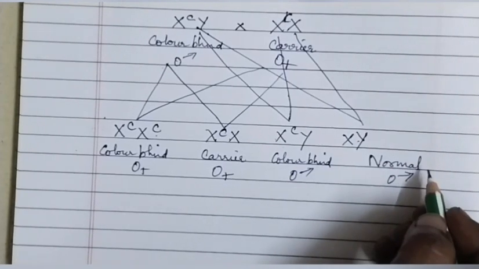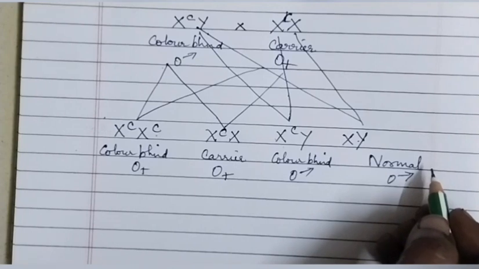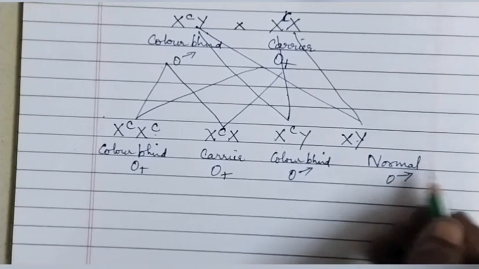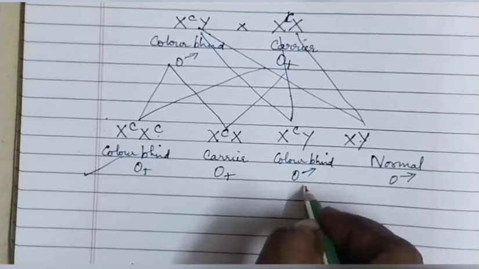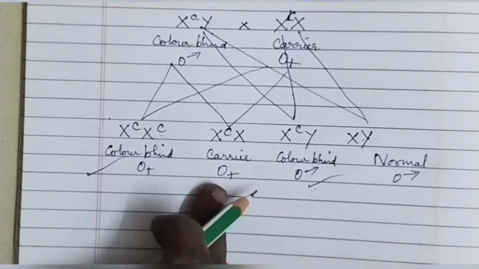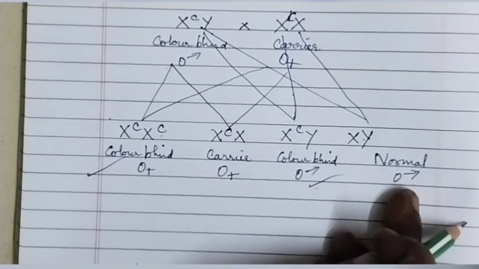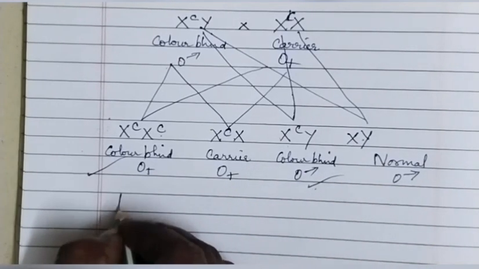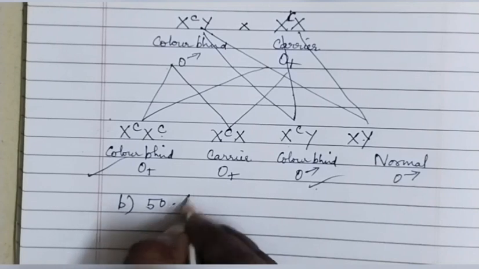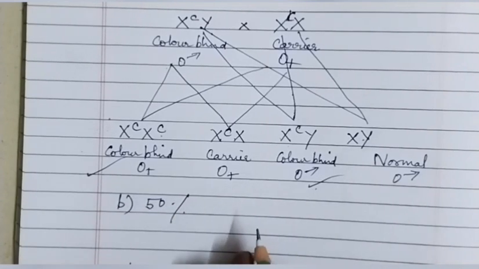So what is the question here? Father of a child is colorblind and mother is carrier for colorblindness. The probability of the child being colorblind is. They have not mentioned whether female or male. Here one is colorblind, and here one is colorblind, whereas this one is a carrier female and here a normal male. So B will be the correct answer, 50%.